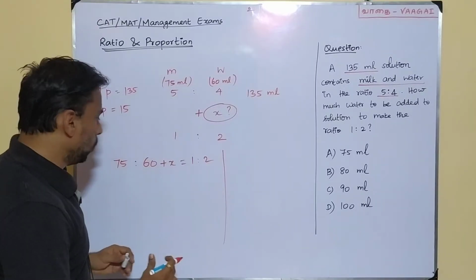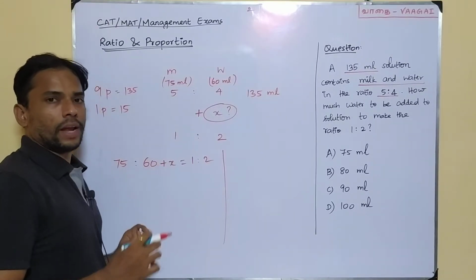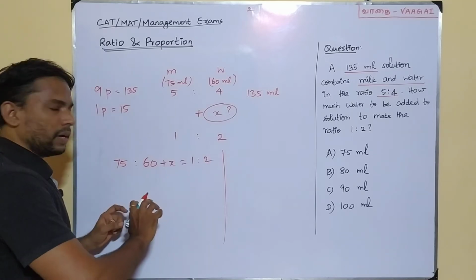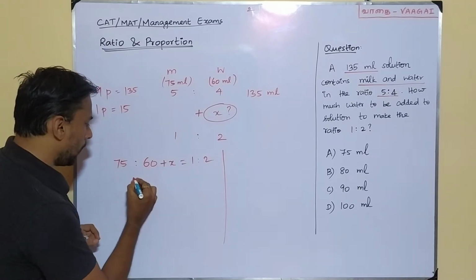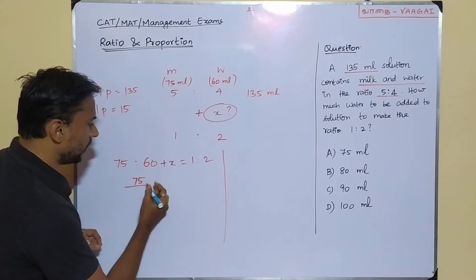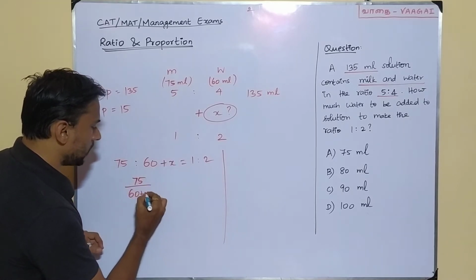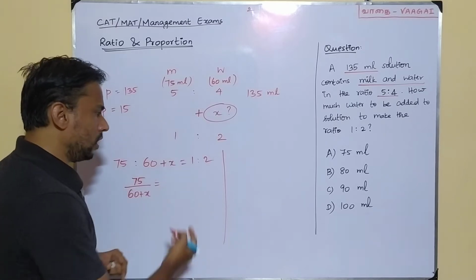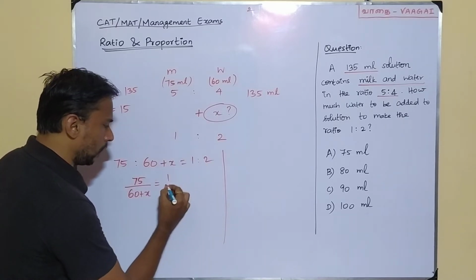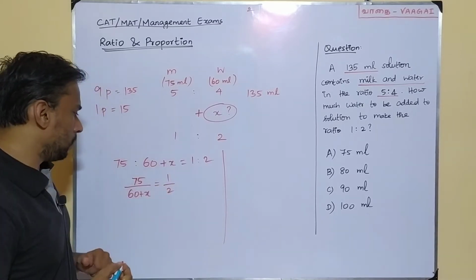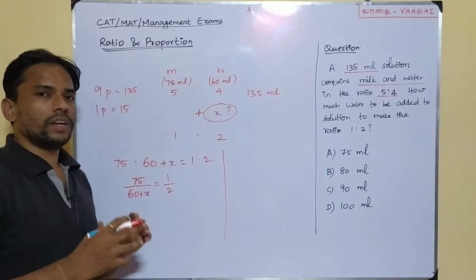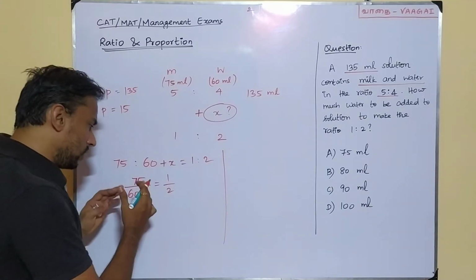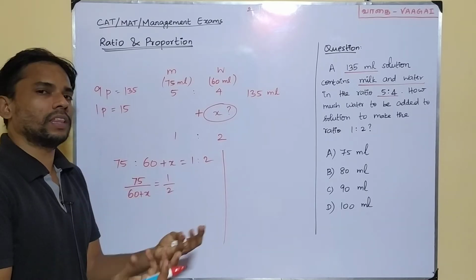So what next we can do? Ratio means it is like a division only, right? So I'm just going to write the same step in a division way, okay? So 75 divided by 60 plus x will be equal to, right hand side also, let me write the same way. This 1:2 will become 1/2. So now see what has happened. Here we clearly got an equation in terms of x. Now once we solve this equation, we can easily get the value of x.